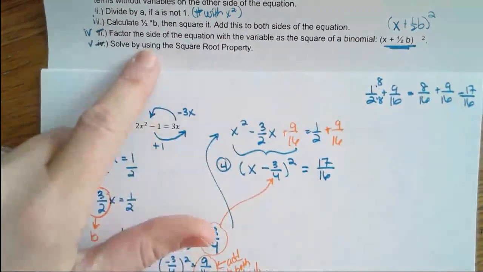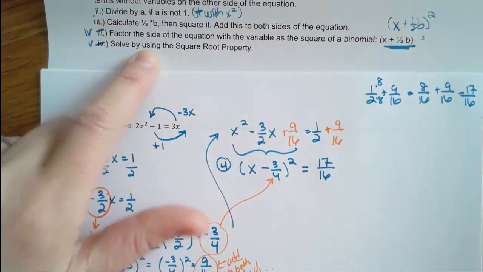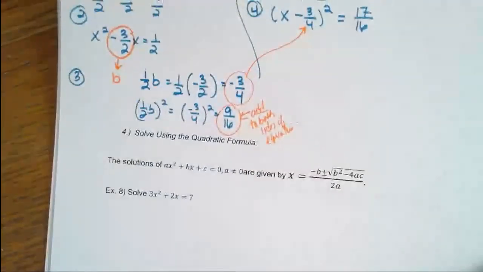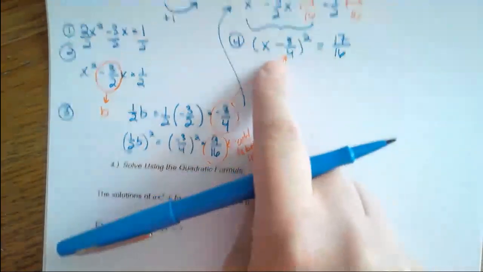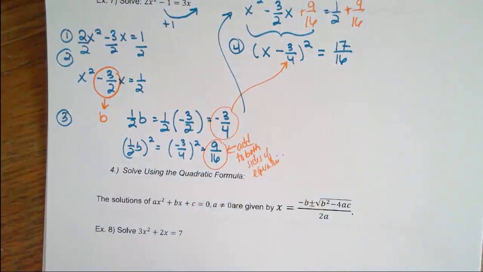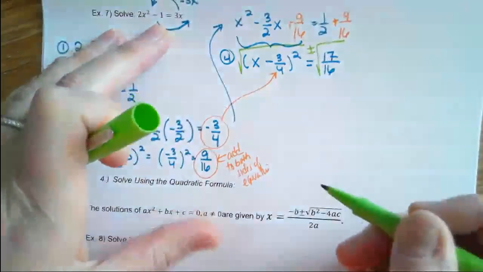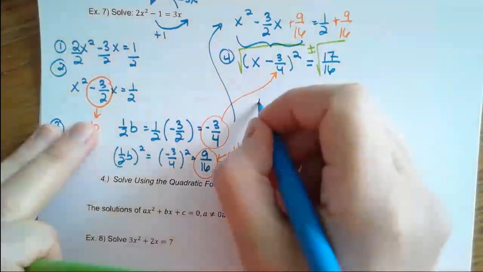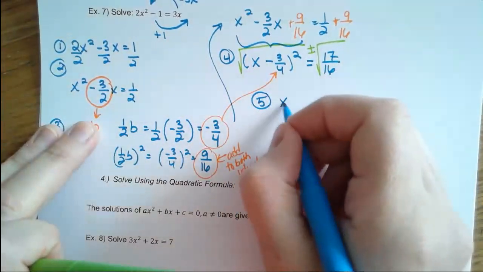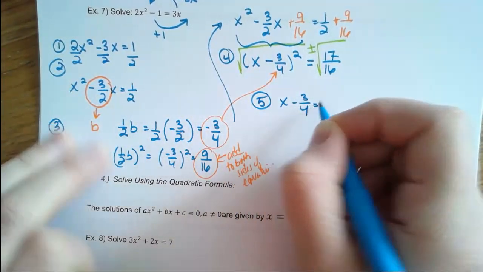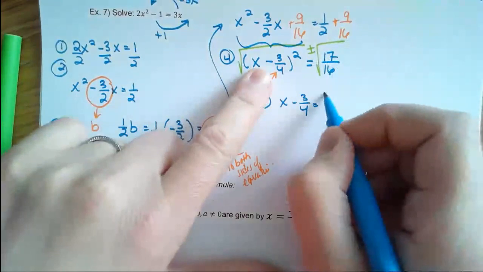All right, and then the last step, the reason why we did all this is to now use that square root property that we just learned about, because all your x's are now in a square. So we can go ahead and take the square root of both sides. Don't forget plus or minus. This is step 5. So on the left, you have x minus 3/4. That square part goes away. Here you have plus or minus.